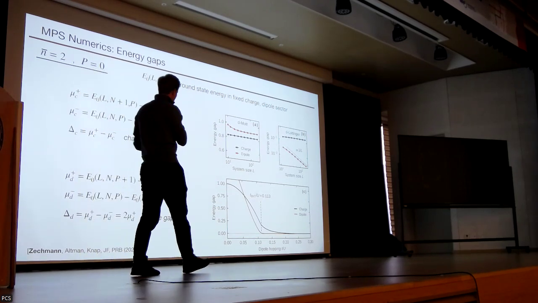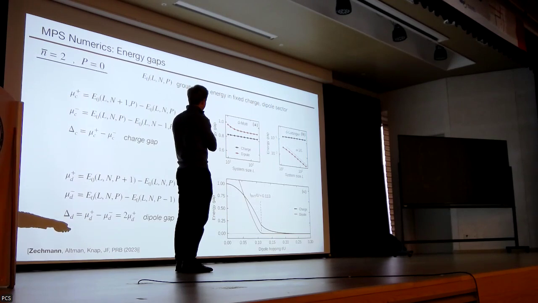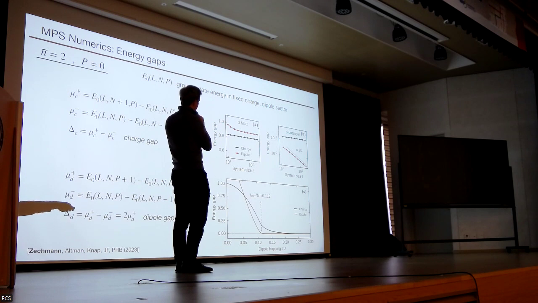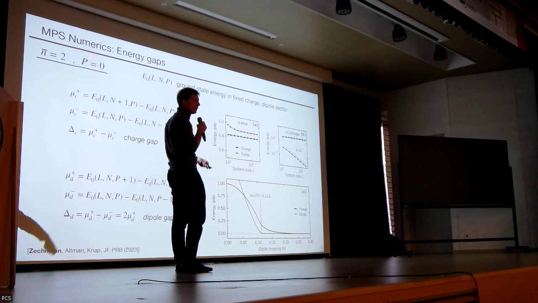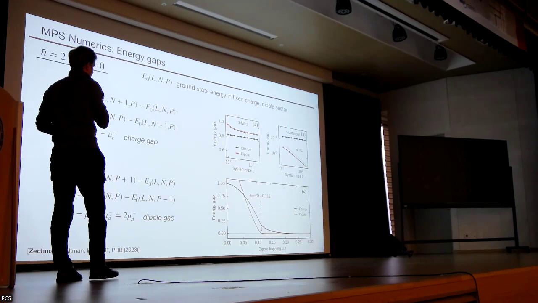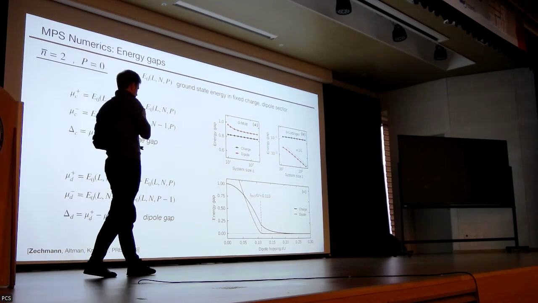And indeed, if we plot this gap as a function of this hopping t over U, then we see nicely that there is a transition here where the dipole gap in red closes, while the charge gap remains open. And this is this BKT transition, which leads to this gapless dipole degree of freedom.